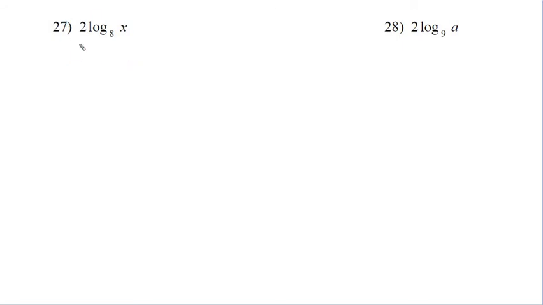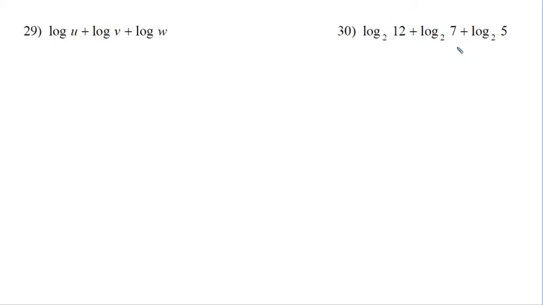So again, this is just a simple product rule. We want to bring that back up as an exponent. So log base 8 of x squared and log base 9 of a squared. Okay, so all of these are additions. So these are all product rule, and we can read from left to right.